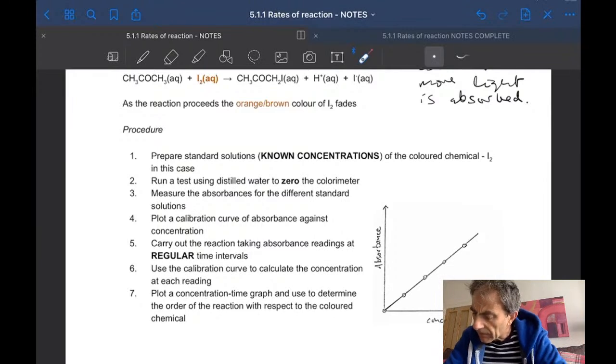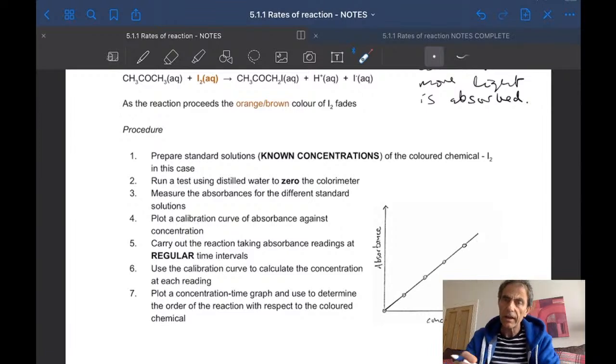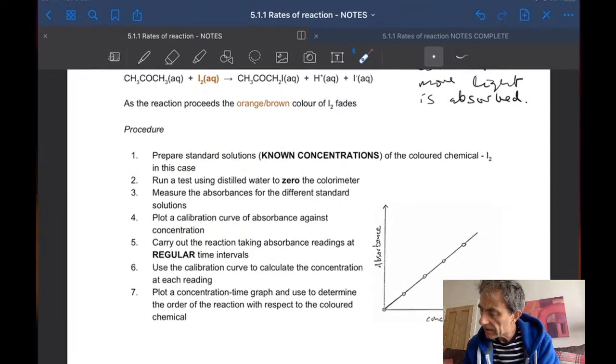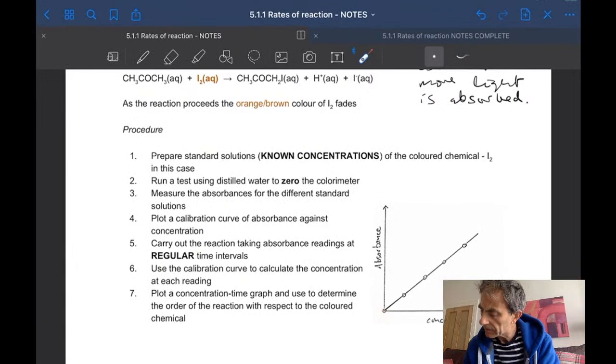So that's giving you the maximum absorbance reading, when nothing's absorbed and everything gets through the colorimeter. And then number 3, measure the absorbances for the different standard solutions. What that's going to do is tell you when the concentration is 1 mole per decimeter cubed, this is the absorbance reading. When it's half a mole per decimeter cubed, this is the absorbance reading, and so on. So you build up this linear relationship here. When the concentration is this, the absorbance is this, and so on.